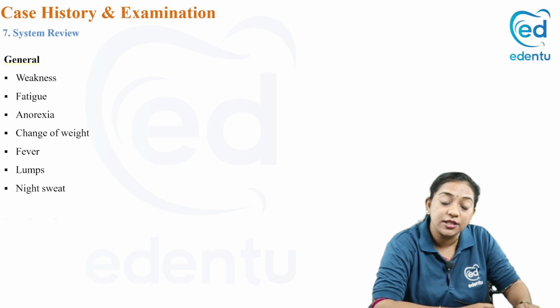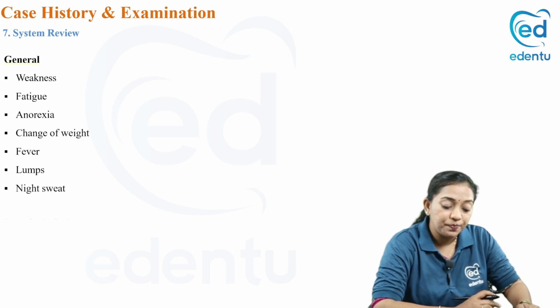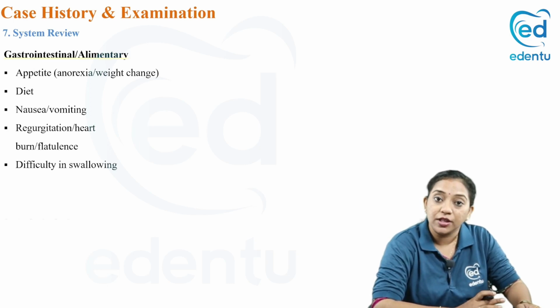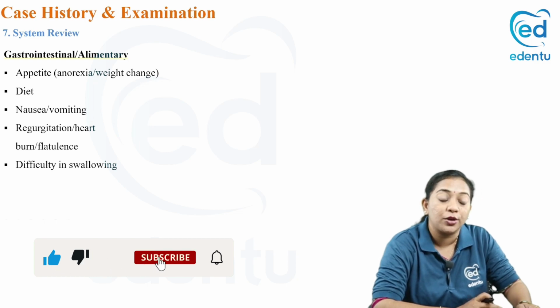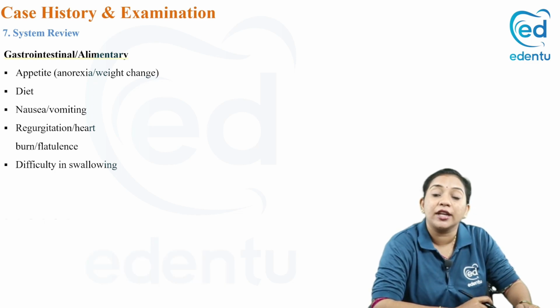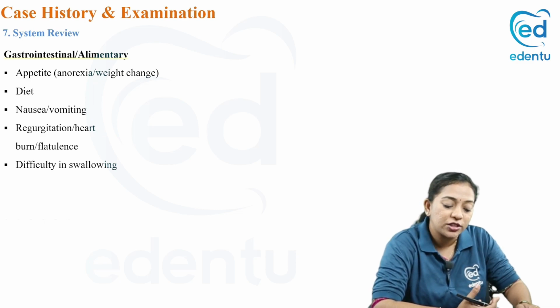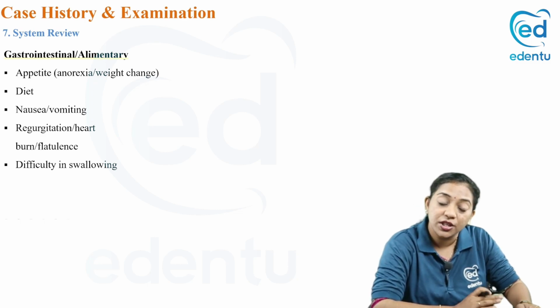Then we'll see about the system review. In system review, the general features, that is whether the patient has weakness, fatigue, anorexia, weight changes, fever, lumps, night sweats, are all general examination that can be included in the system review. Then comes the gastrointestinal system. In gastrointestinal, we can investigate whether the patient has a normal diet, whether the appetite is fine, and whether he has any sort of vomiting or nausea, regurgitation, diarrhea, constipation, or difficulty in swallowing. These questions can all be examined in your system review of the GIT.